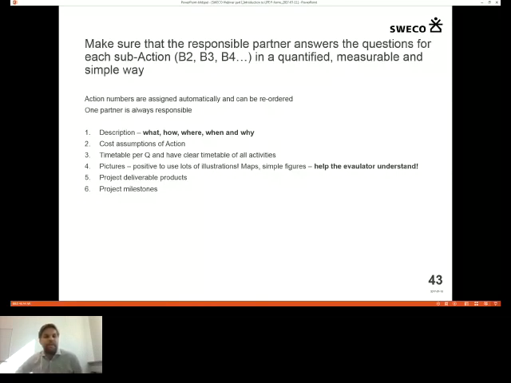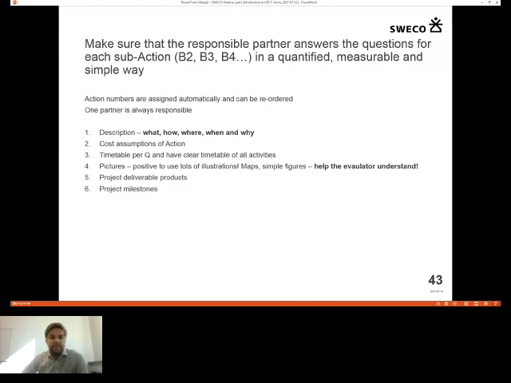You also need to make certain cost assumptions of the actions. Like we said on Tuesday, to unlock the text field of cost assumptions, you need to add a budget line, an F-form budget line, to this specific action. And then you can explain how you have made the cost assumptions. Again, keep this very simple. Like we said on Tuesday.